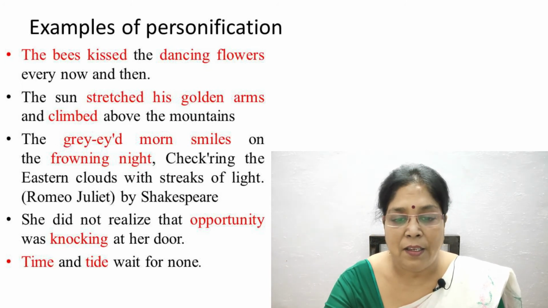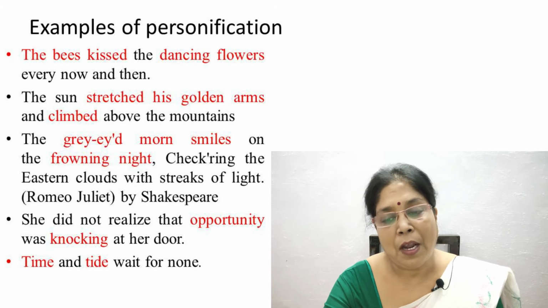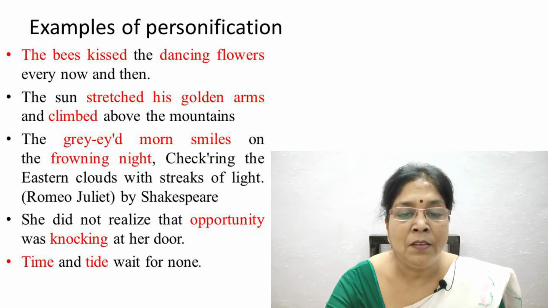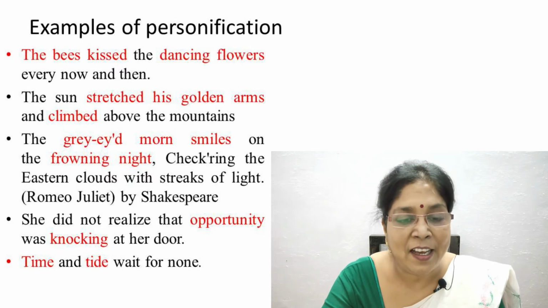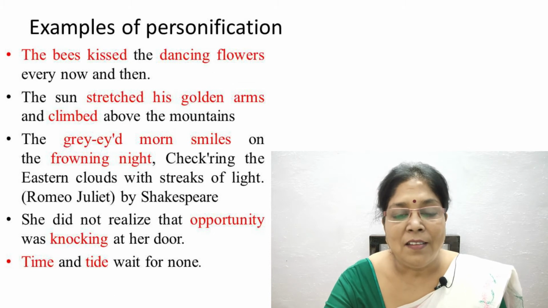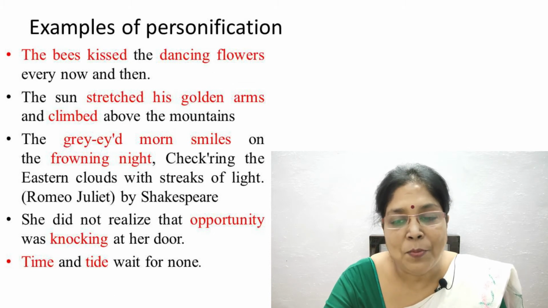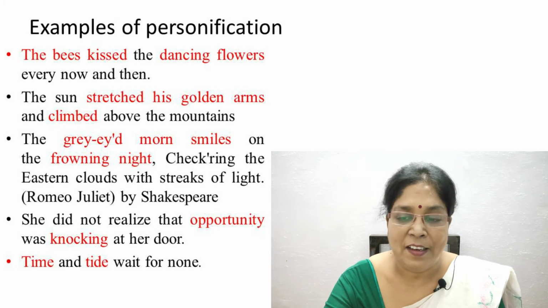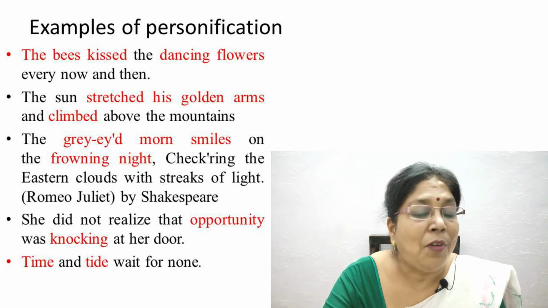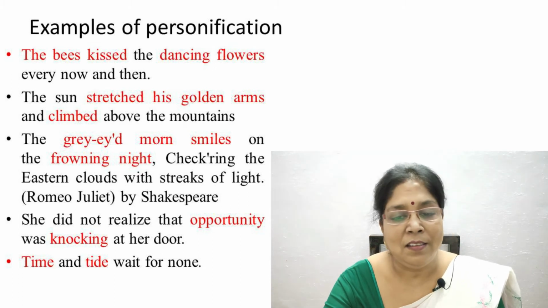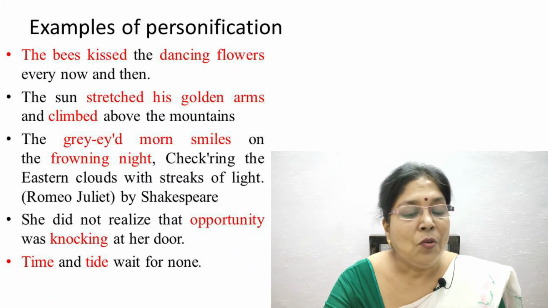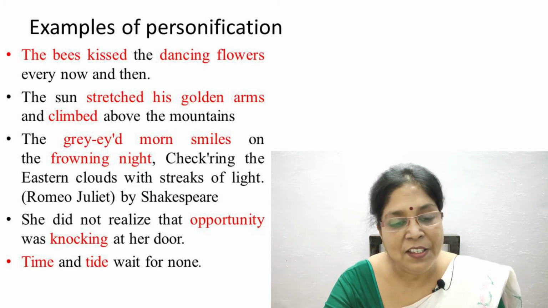The grey-eyed moon smiled on the frowning night. It is the time of morning, and morning has been expressed as grey-eyed, as the night is just departing at this time, and it has been shown smiling on the frowning night. And night has again been compared to a human being who is frowning. Morning has come, and morning has also been compared to a human being who is smiling and is grey-eyed.